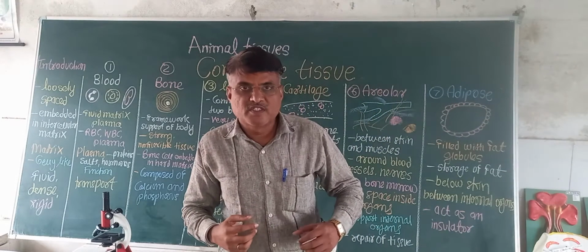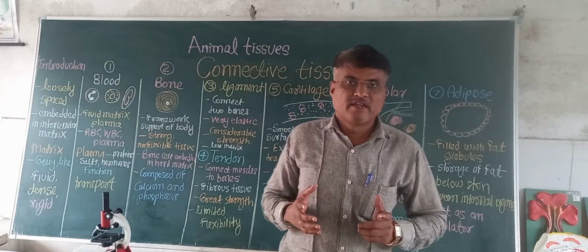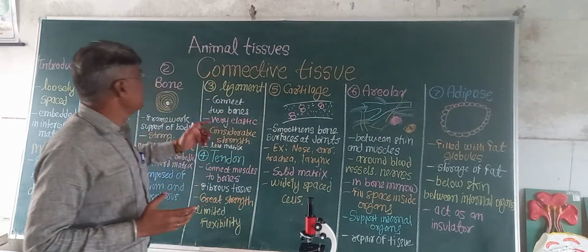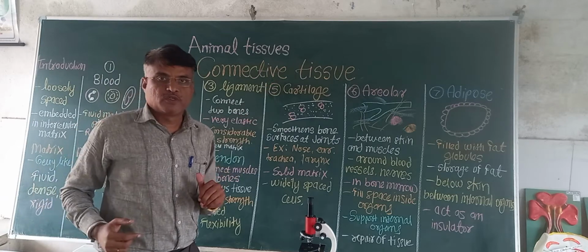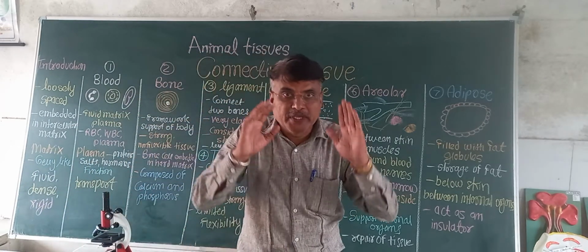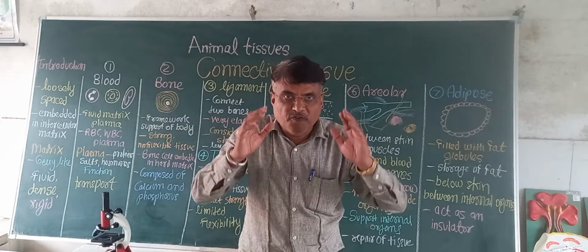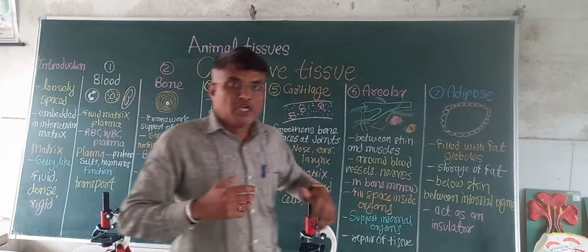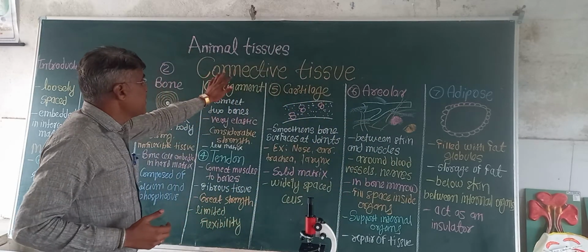Good morning, students. Today we have to see the connective tissue. We have seen already the epithelial tissue. That is the first type of animal tissue. Now the second type is connective tissue.